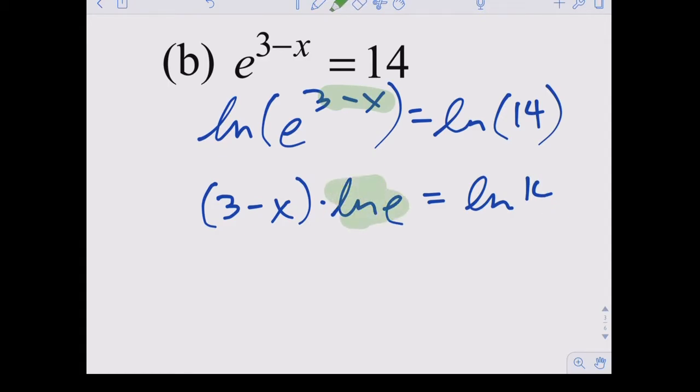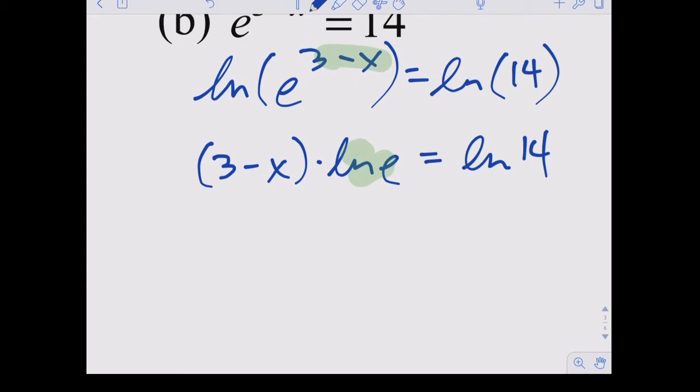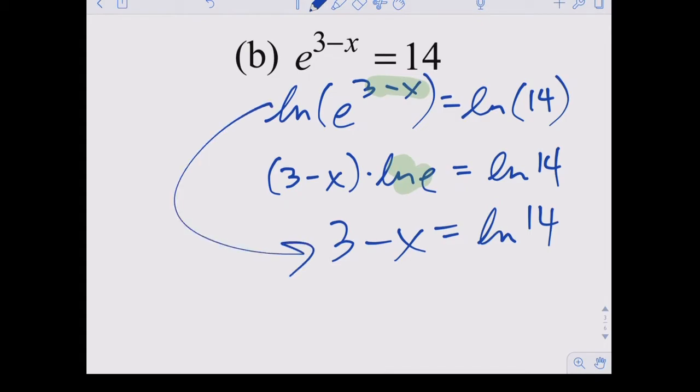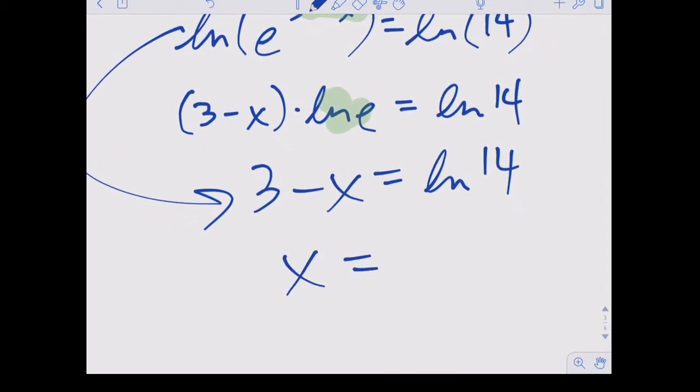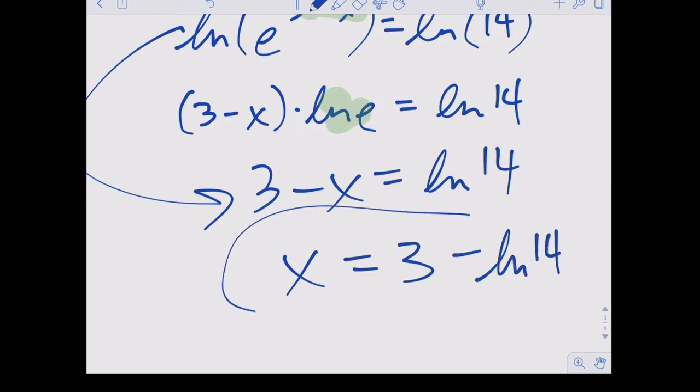What is the natural log of e? 1. So 1 times anything is itself, so you get 3 minus x equals the natural log of 14. Of course, you could go straight from here to here, right? Using the property: natural log of e to the blob is just the blob. And now all I have to do is solve for x. x would equal 3 minus the natural log of 14.